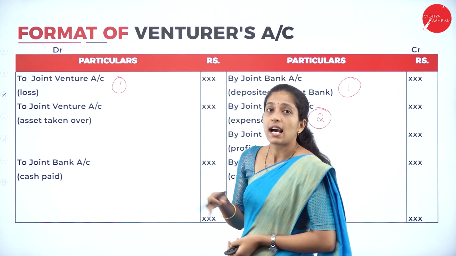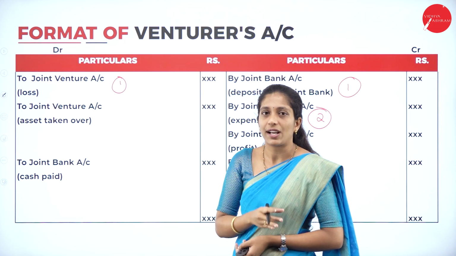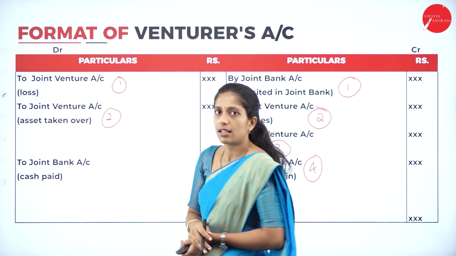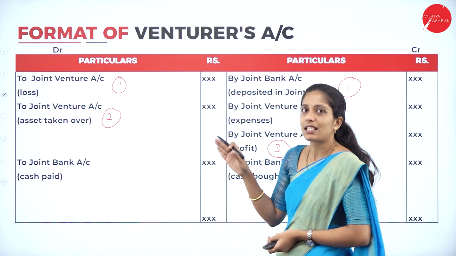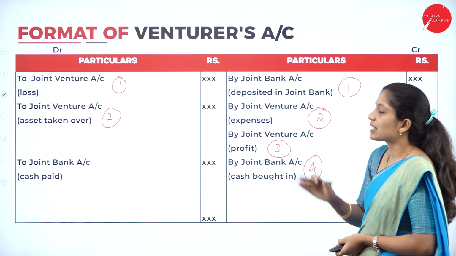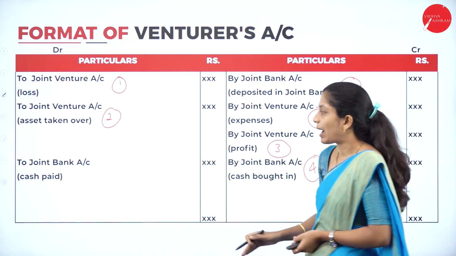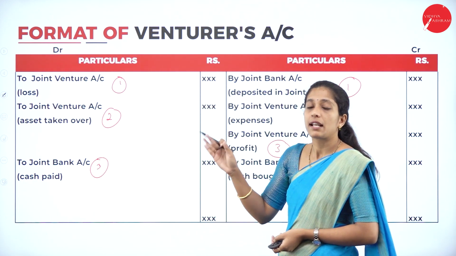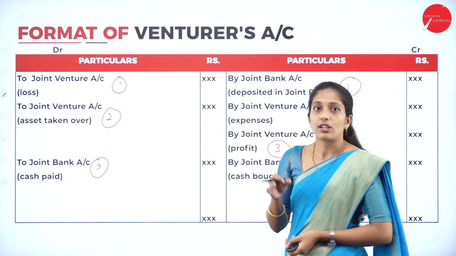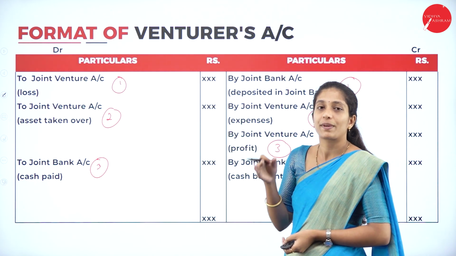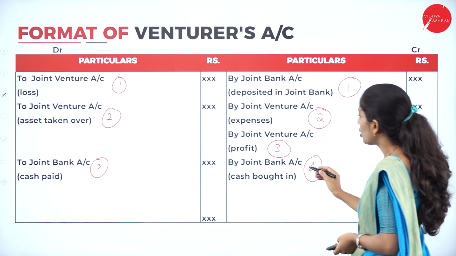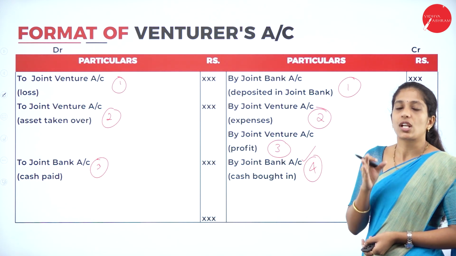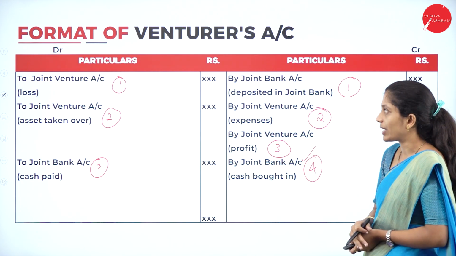Next, if any asset is taken over by any of the venturers, we have to write it to the joint venture account. So, this is for what? Asset taken over. And the balancing figure will be what? The balancing figure will be transferred to joint bank account. So, this is the third entry on the debit side. Here also the balancing figure is transferred to joint bank account. You will clearly understand when we solve a problem on joint venture.